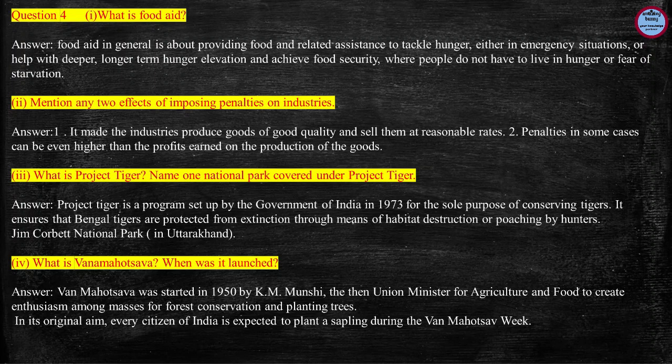Next question is, what is Van Mahotsav and when was it launched? So answer, Van Mahotsav was started in 1950 by Mr. K.M. Munshi, the then Union Minister for Agriculture and Food, to create enthusiasm among the masses for forest conservation and planting trees. In its original aim, every citizen of India is expected to plant a sapling during the Van Mahotsav week.